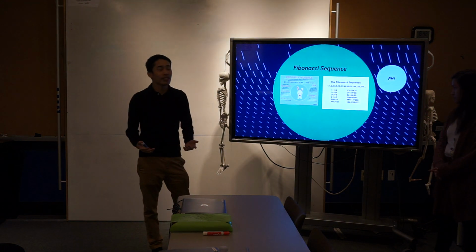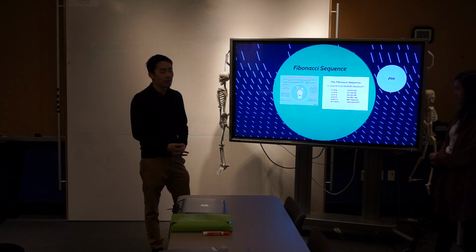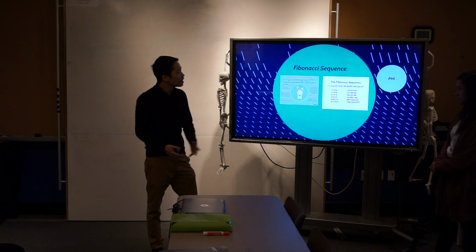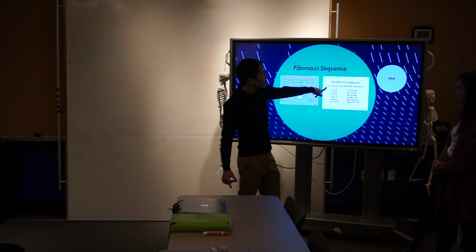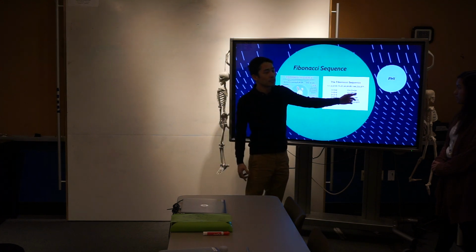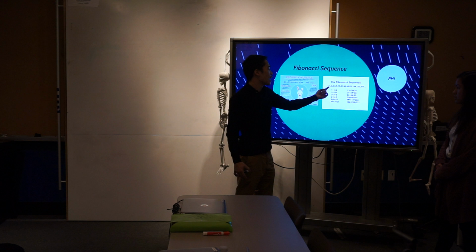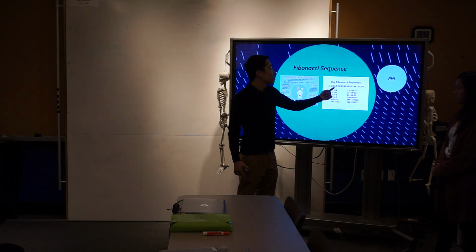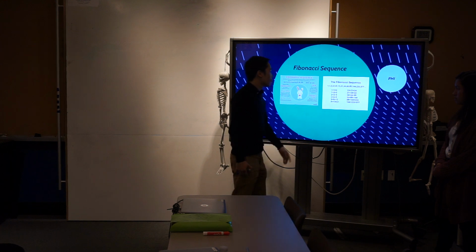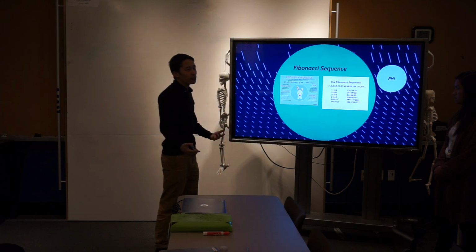So I'm going to dive a little bit deeper into the Fibonacci sequence. This chart tells you the numbers in the sequence, and how you get those numbers is by taking the last two numbers and adding them. So 1 and 1 is 2, 2 and 1 is 3, 3 and 5 is 8, and so forth. Fibonacci uses bunnies as an example to explain this.